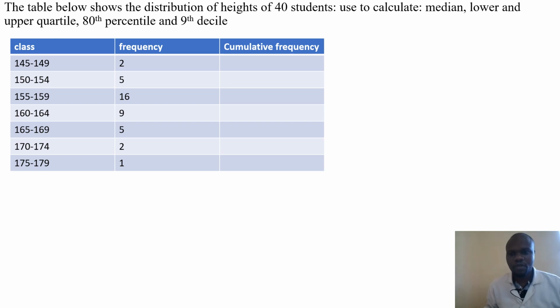In today's session, we are going to discuss how to calculate the median, the lower quartile, and also the upper quartile, percentiles, and deciles. With me here, I have an example that we are going to handle to calculate all those in statistics. The question reads: the table below shows the distribution of heights of 40 students, and we have to use this to calculate the median, lower and upper quartile, 80th percentile, and the 9th percentile.